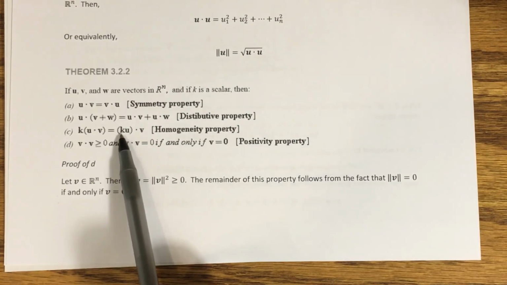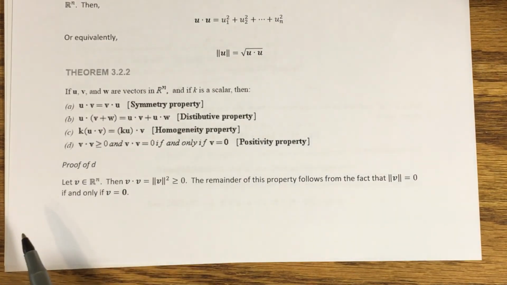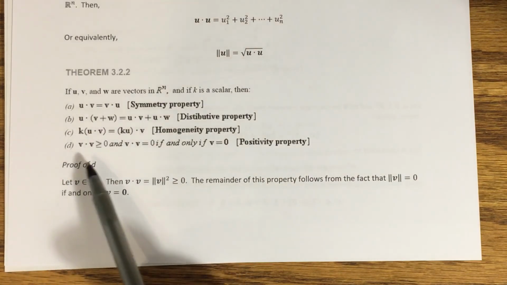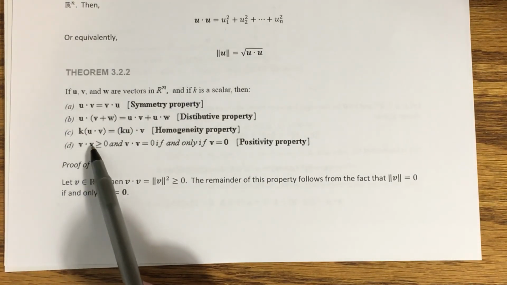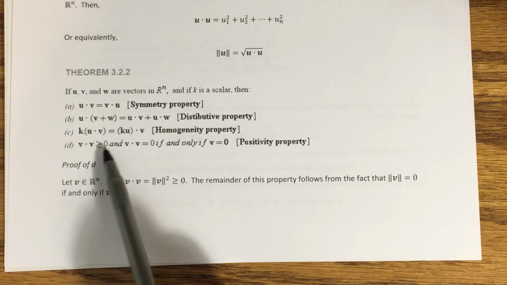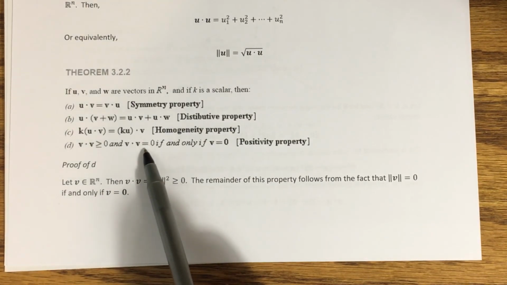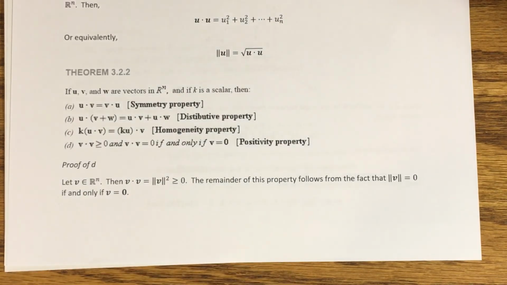This was copied from the book, and there's a little bit of a typo here. That k should not be bolded because it's not a vector, it's a scalar. So just be careful with that. And then property D here. If you take a dot product of v with itself, it will always be greater than or equal to 0. And the dot product of v with itself will equal 0 if and only if v is the 0 vector.